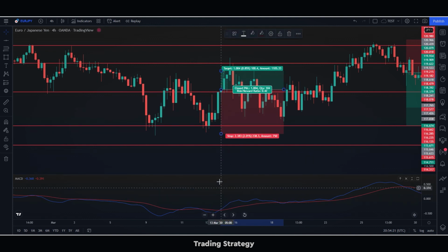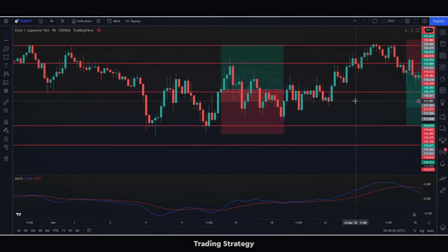Simply incredible. This strategy works very well on high time frames. And ready. I hope this strategy has been useful to you.